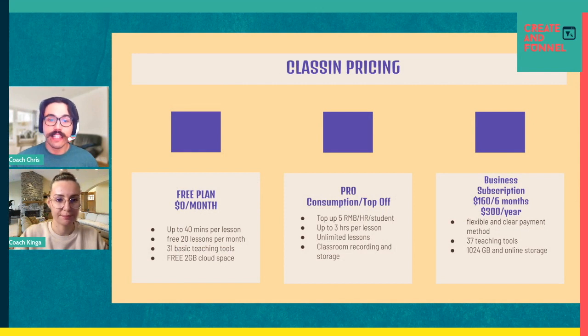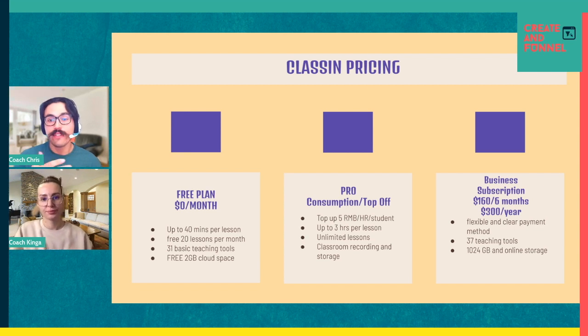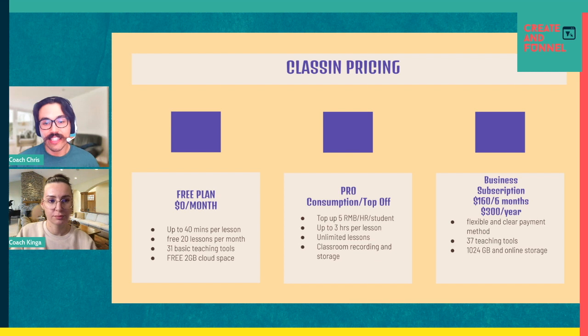And then you have the subscription method, which you can pay upfront for 6 months or upfront for a year. 6 months is 160, and the year is 300, and you get all the features.